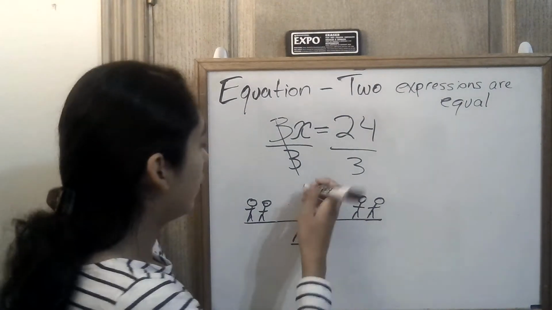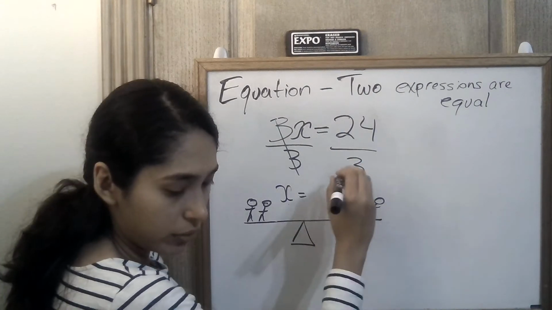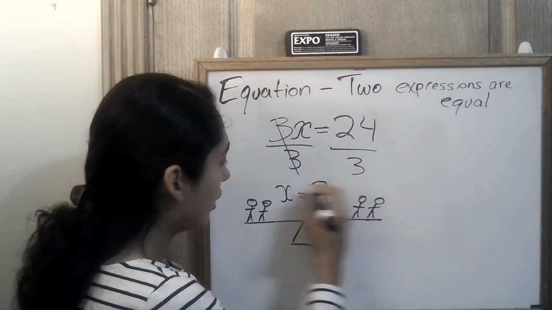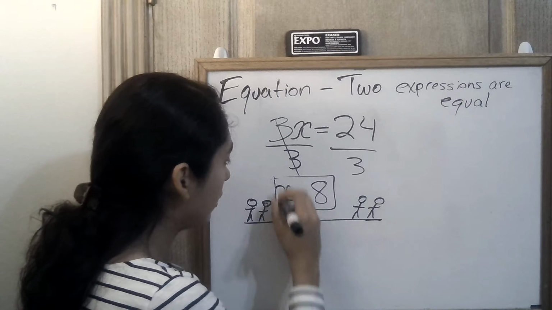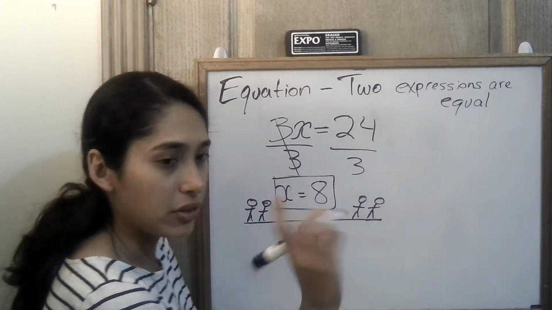Okay, so x, 24 divided by 3 is 8. And that would be our answer. x is equal to 8. You might even see this.